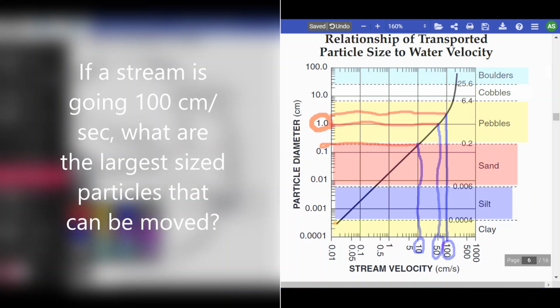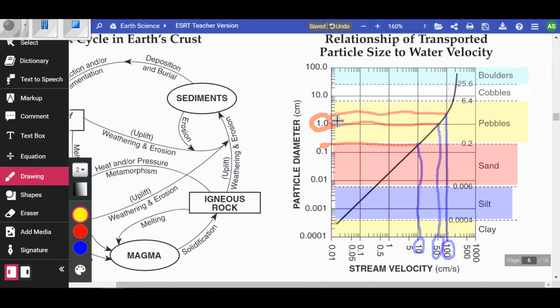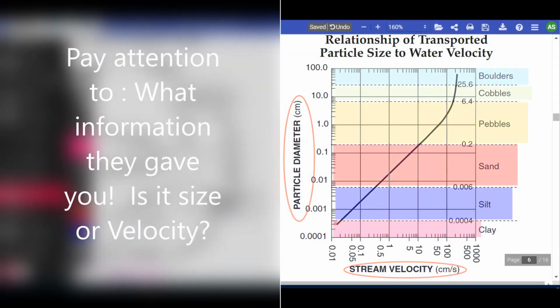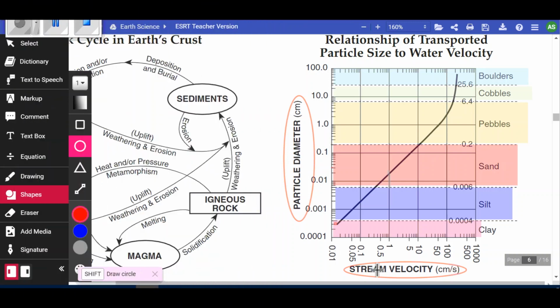So let's get a third color in here. Let's call this yellow. What is this right here? This could get a little bit tricky, okay? If this is 1, this is 2, 3, 4, 5, 6, 7, 8, 9, 10. This is a weird graph because it doesn't go by even amounts. We have two axes that we're given. We could either be given the particle size, which is called diameter, or we can be given the stream velocity. Got to pay attention for that.